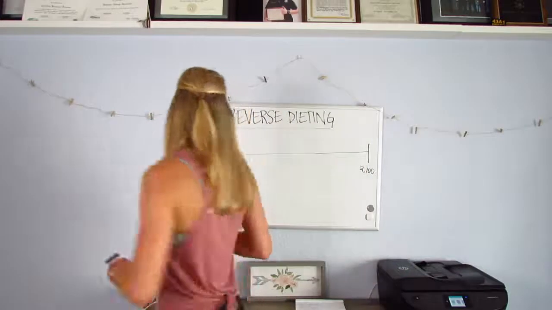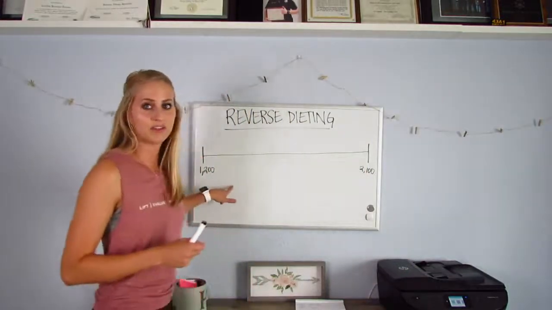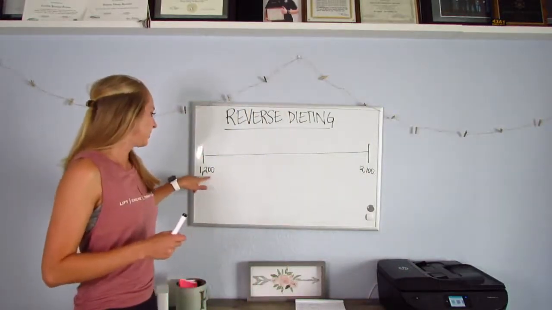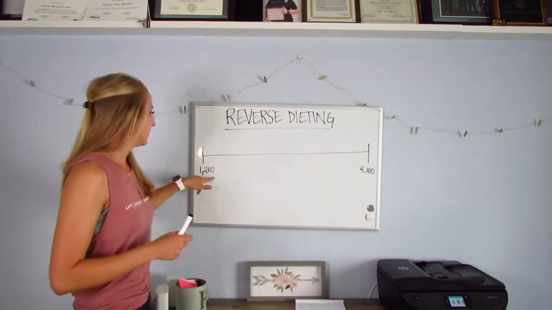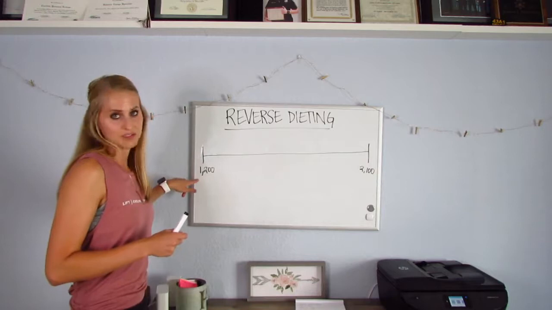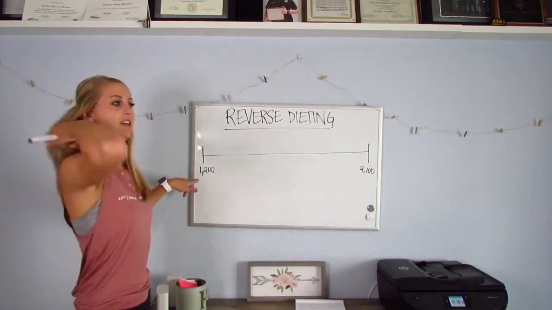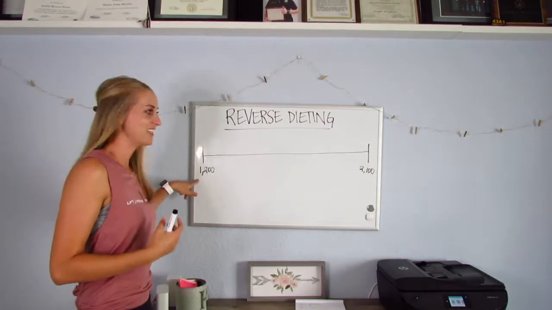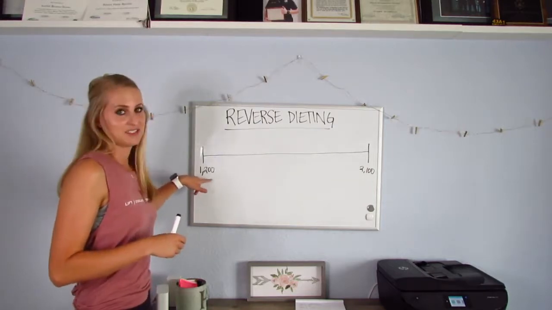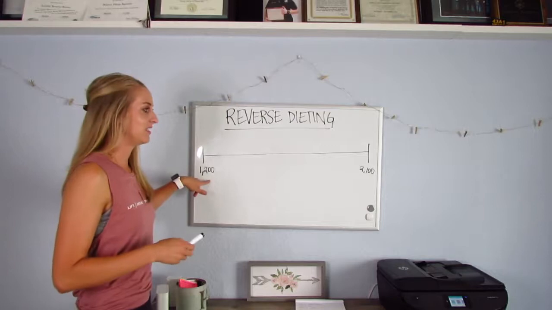So again, if we have somebody on a 1200 calorie diet and their body is maintaining at 1200 calories, we would drop her calories further to continue fat loss. That is more times than not going to be my suggestion. So what we're going to do is take some time to reverse diet this person.